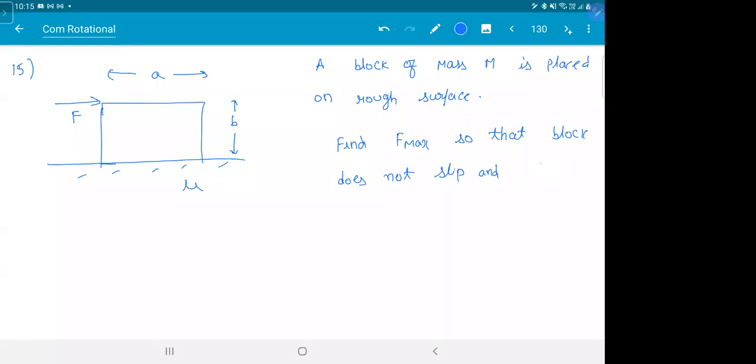Meaning you don't want it to roll, you don't want it to fall. Like a water bottle, if you apply a lot of force, the bottle will slide. If you apply it at the top, it will fall down. You don't want it to fall down, and you don't want it to slip also. Force is applied at the highest point. Find the maximum force. Try. I'll give you a minute. Think about it.